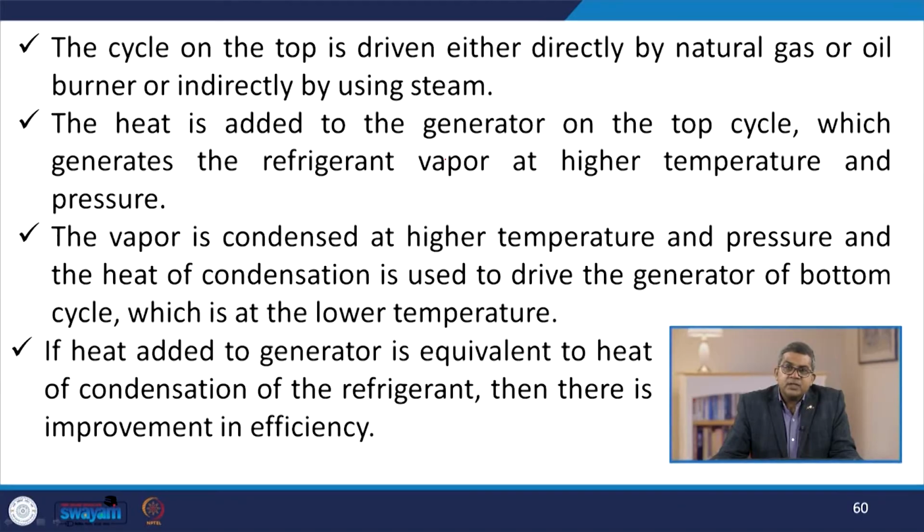The cycle on the top is driven either directly by natural gas or oil burner or indirectly by using steam. The heat is added to the generator on the top of the cycle, which generates the refrigerant vapor at higher temperature and pressure. The vapor is condensed at higher temperature and pressure, and the heat of condensation is used to drive the generator of bottom cycle, which is at lower temperature.